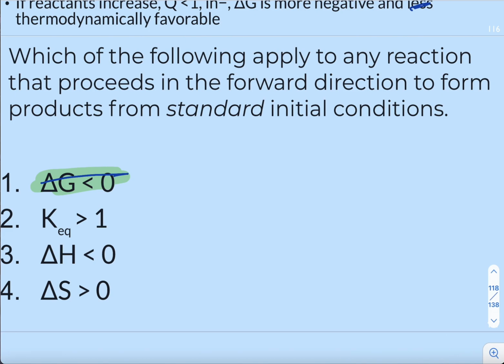We know that our equilibrium constant, this is from our equilibrium unit, will always be greater than 1. Remember, K or Q is always positive. But if the reaction favors the products, then our K will be greater than 1. Now, numbers 3 and 4, that goes back to our table we went over. It would depend on the temperature. So we're not going to say that it always applies to any reaction. It could apply, but it doesn't necessarily apply.